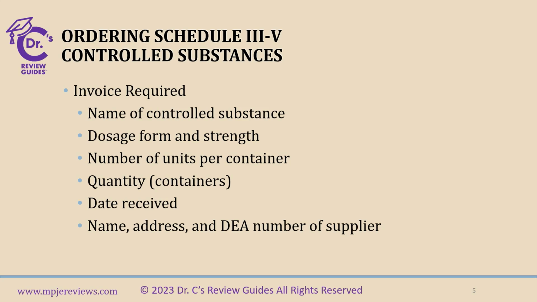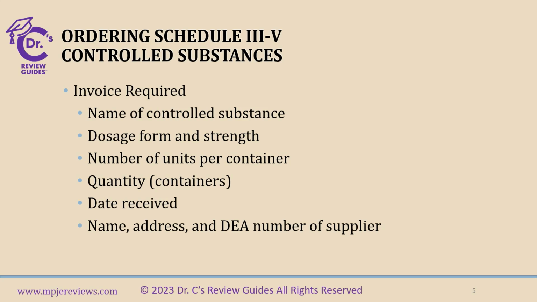You need to know what the elements of that invoice have to contain, and that's listed for you on page 72. The name of the controlled substance, the dosage form and strength, the number of units per container, the quantity that's received, the date it was received, and the name, address, and DEA number of where the controlled substance came from.